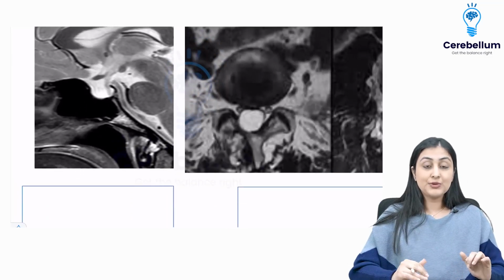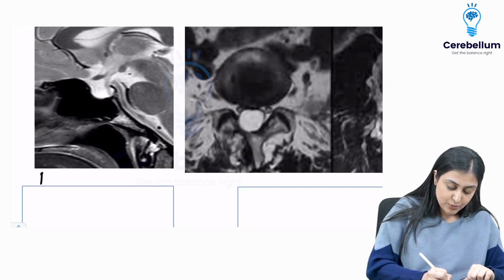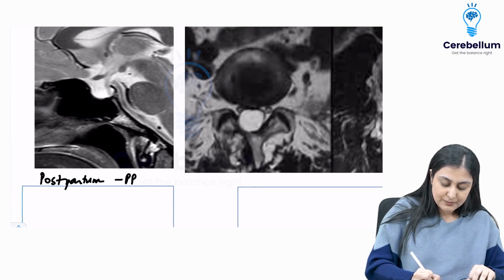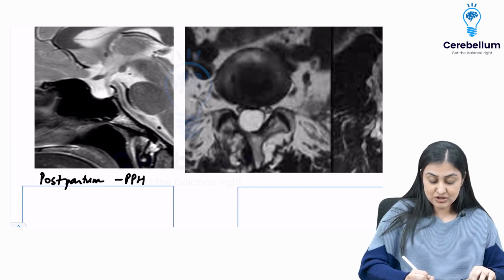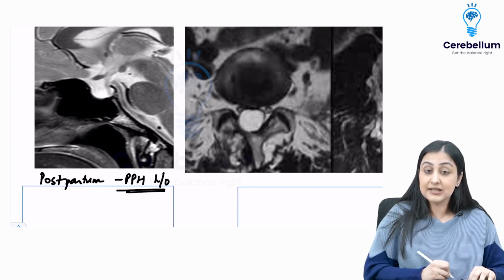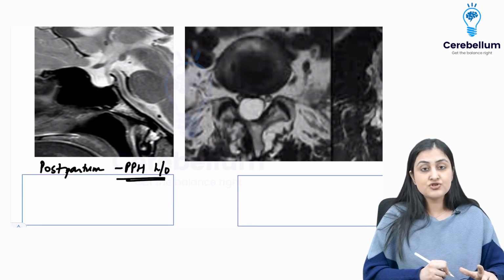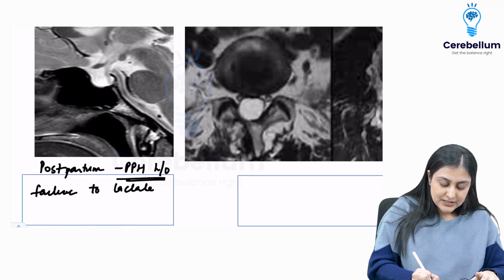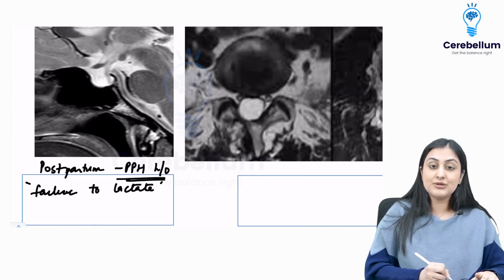Apart from that, you can have a history that there is a postpartum female who has a history of postpartum hemorrhage. PPH history is something which is going to be a clincher here. So they'll give you a history of postpartum hemorrhage, and they'll tell you the buzzword, which is failure to lactate. So there's lethargy, there's failure to lactate.